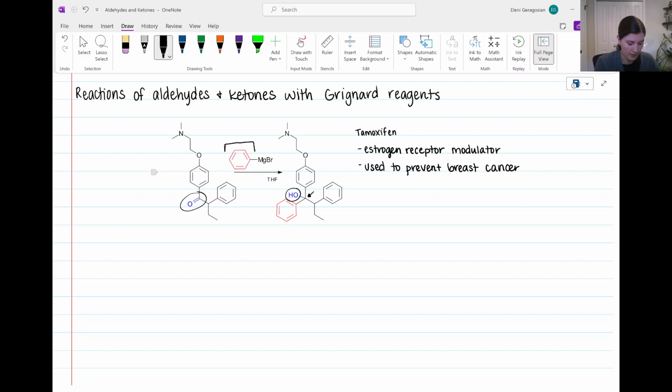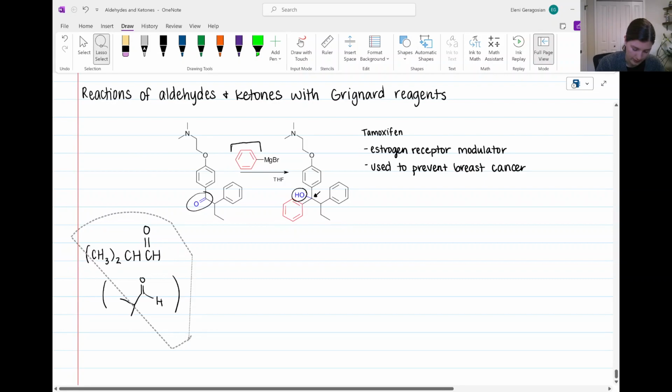So let's look at a couple of reactions. Here's one starting material in the condensed formula. We can also draw this as a skeletal structure. We have an aldehyde at the end here, a CH, and that's bonded to two CH3 groups. So there's that structure there.